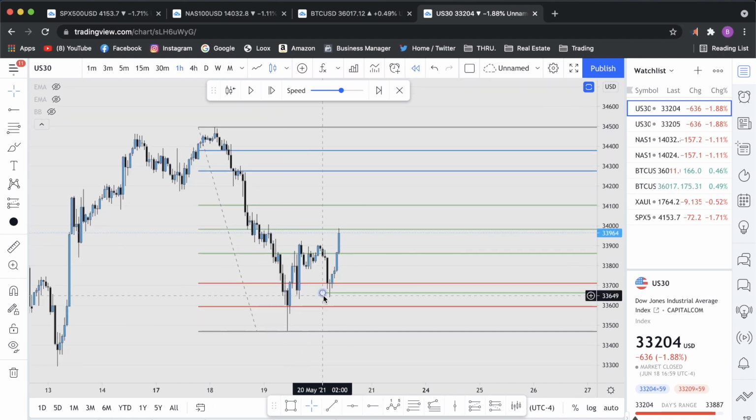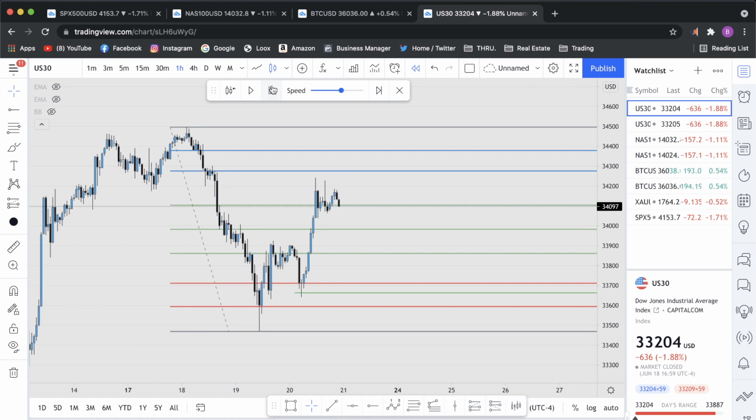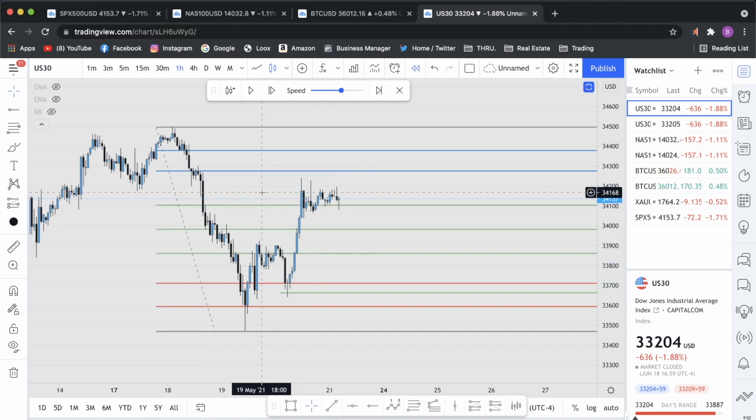At this point, I had equity in my account and I loaded up 0.02 two times right here. My stop losses are at break even. I have nothing to lose. And US 30 already made a 500-point move. I was out. This was close enough for me.